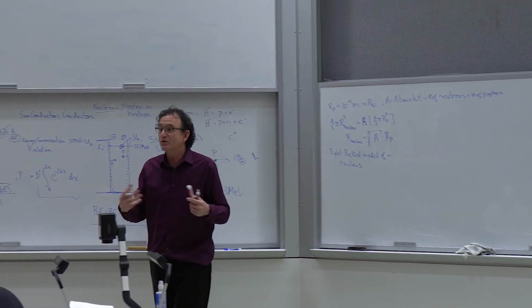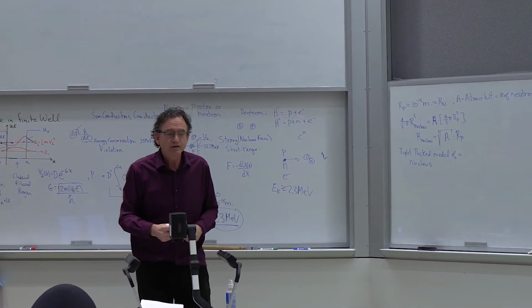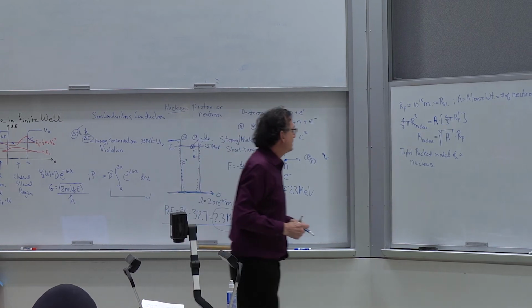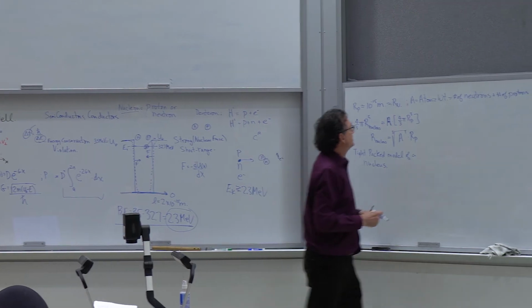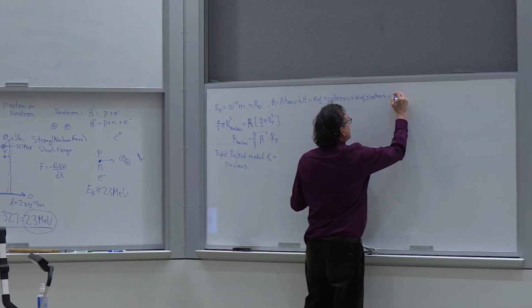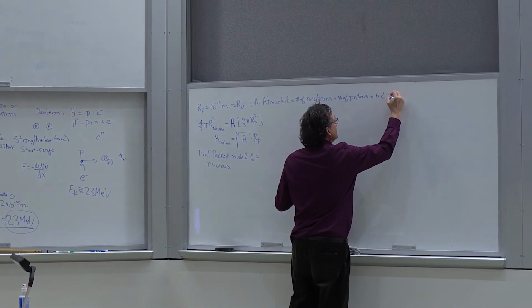We just multiply the proton radius by the cube root of the number of nucleons. And so this would be equal to the number of nucleons, right?